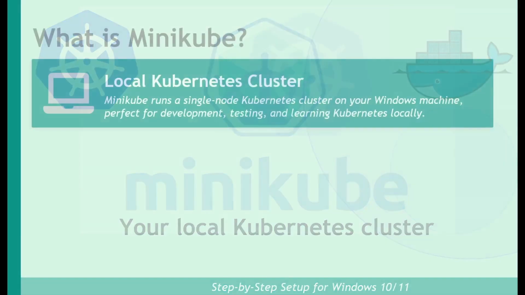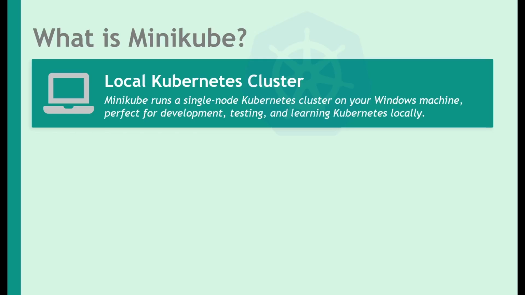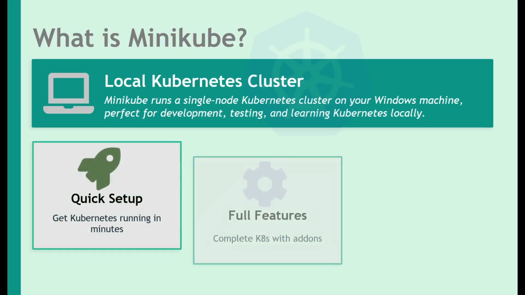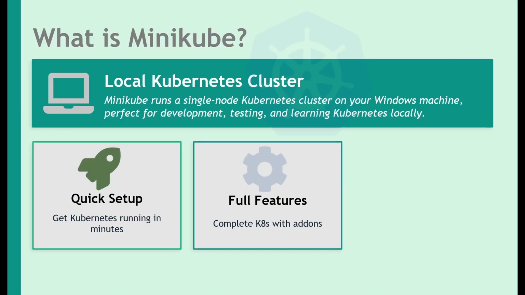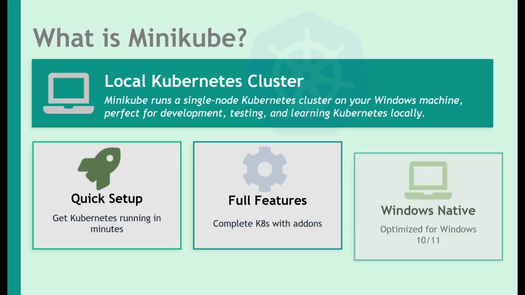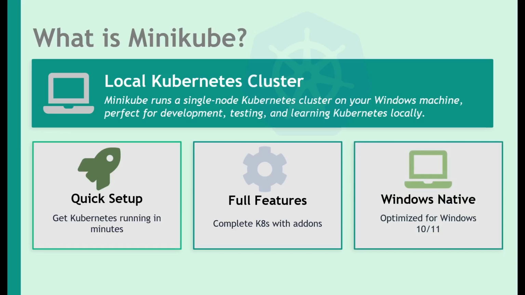So as I told you, Minikube is a single node Kubernetes cluster that runs on your machine. It's perfect for development, testing, and it's easy to set up. It is fully functional. You can also give some add-ons to it, and it is optimized for Windows 10 or 11.